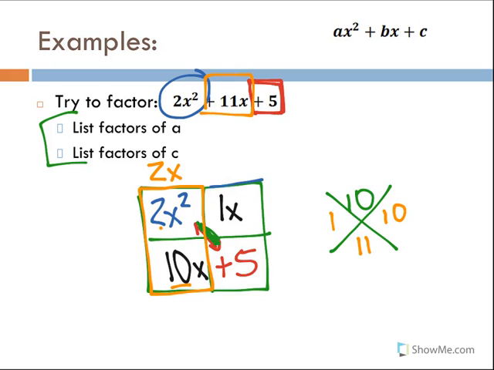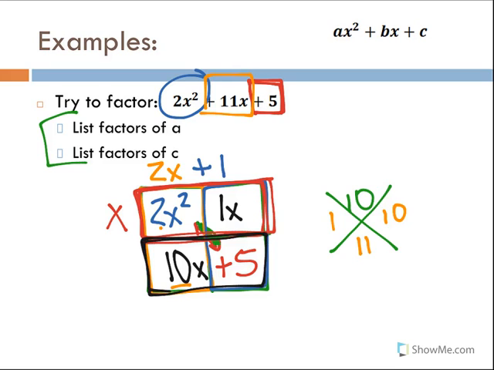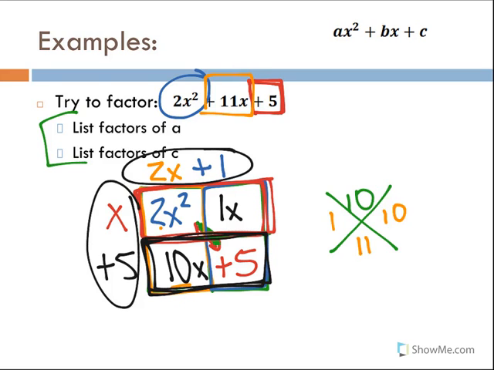Now I'm going to look at my second column. 1x and 5 have nothing in common. Well, hey, everything has a 1 in common as a factor. So I have a 2x plus 1 on the top. Now I'm going to look at my rows. What does this row have in common? Well, 1x, or an x. And then finally, my last row down here, what do these have in common? These would share a positive 5. And now, what I have on my sides are my factors: 2x plus 1 and x plus 5.